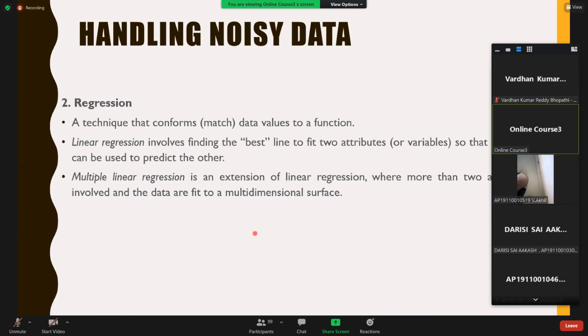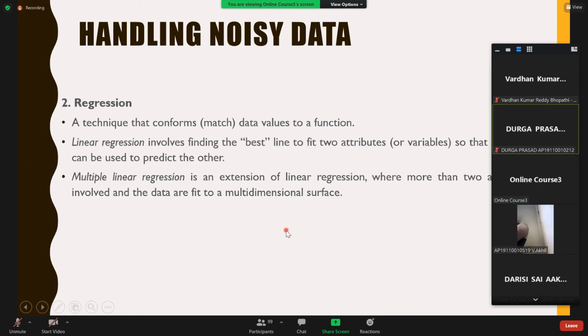And the next one is regression. Regression is also one of the techniques.